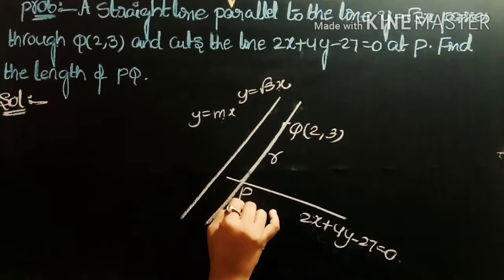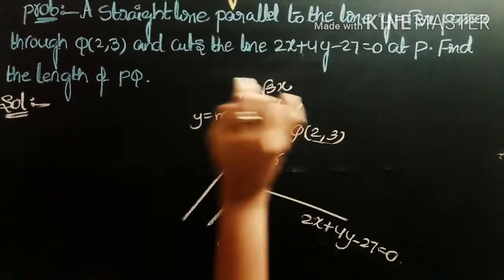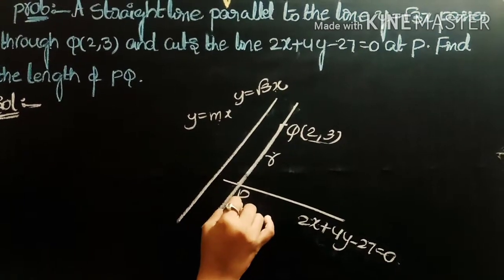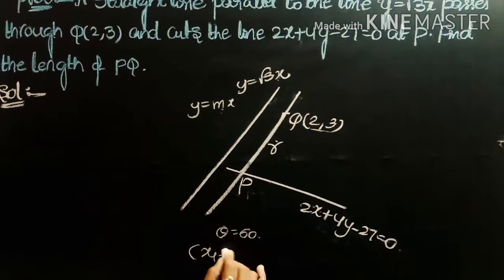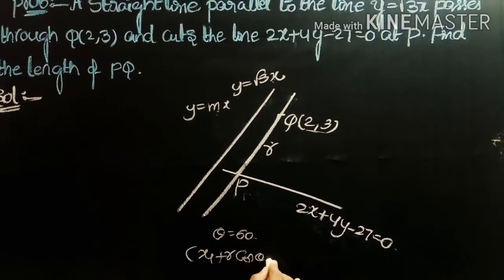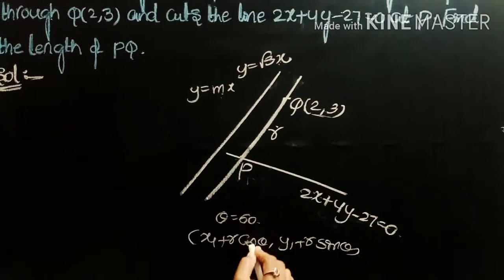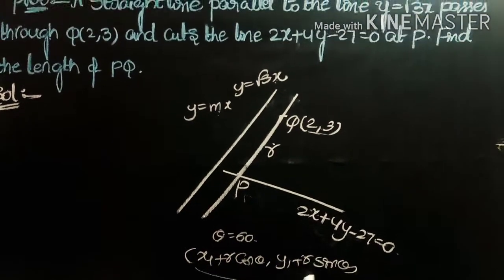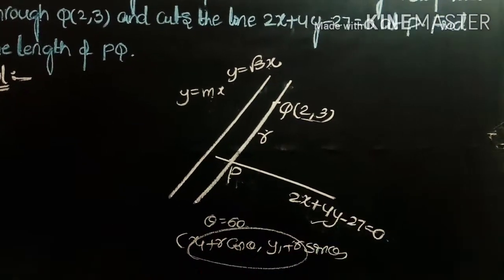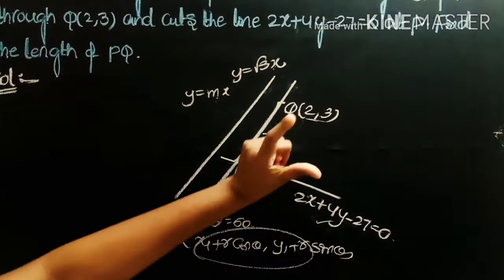Now what are the coordinates of this point? This is a point which is at a distance of r units from the point (2, 3). So we are finding the coordinates of this point by using the formula x1 + r cos theta, y1 + r sin theta. Now x1, y1 is (2, 3), and theta is 60 degrees. Now we replace this point P in this line, and we get the required value of r. That's all. That is the procedure.